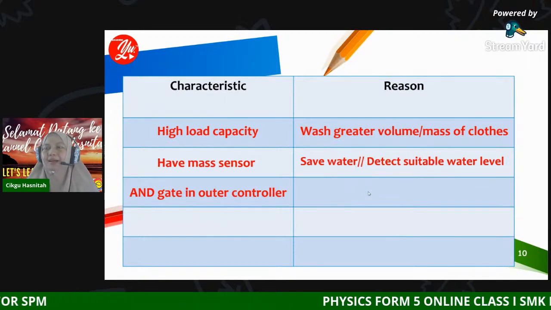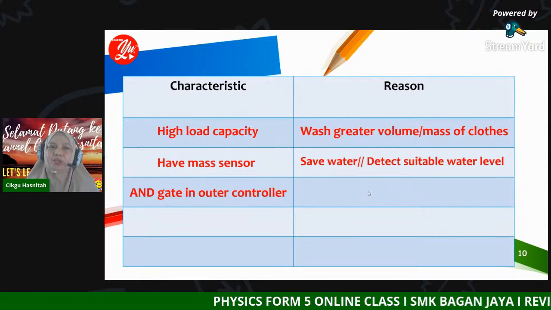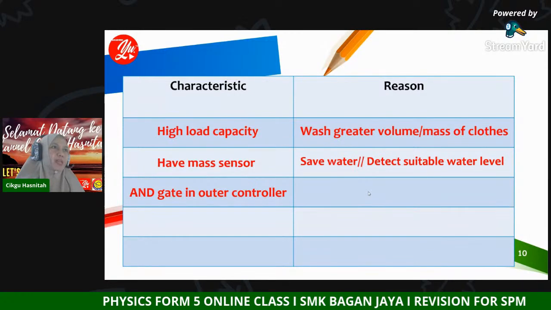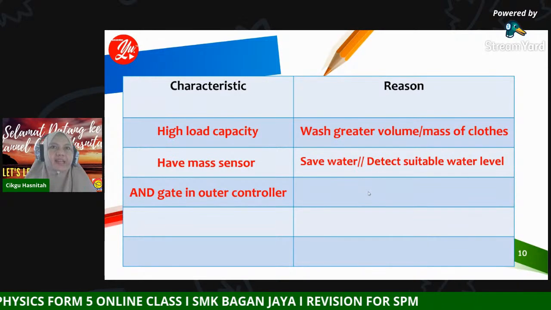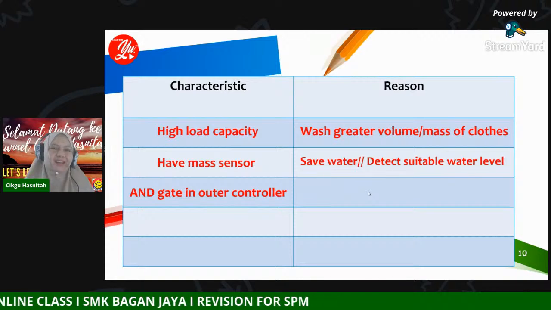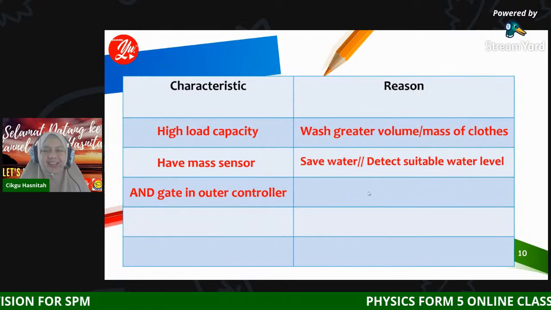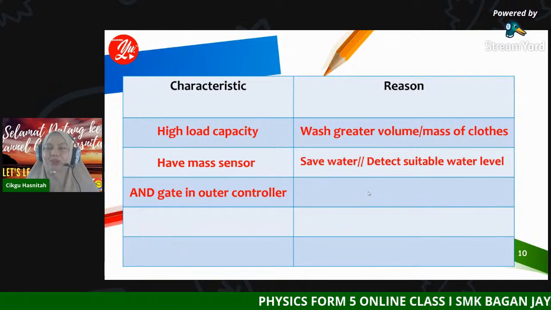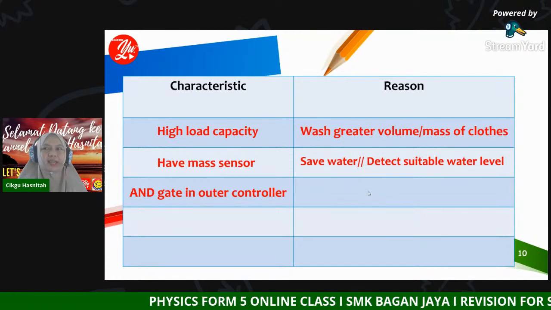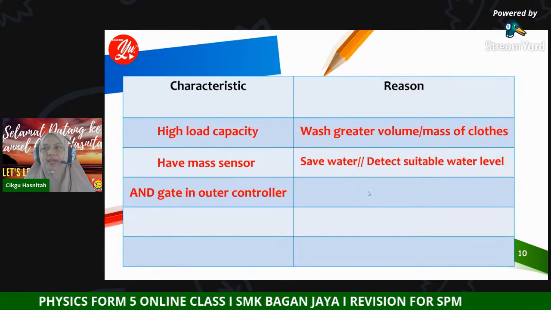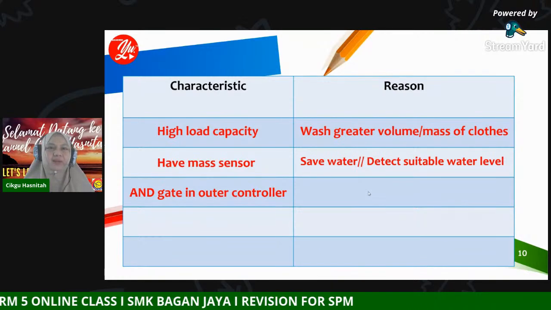Okay, the auto controller. So which type of gate is a better choice? AND gate or OR gate? I clicked it too fast. I showed you the answer already. So for the outer controller, we choose AND gate. We choose AND gate in the outer controller.